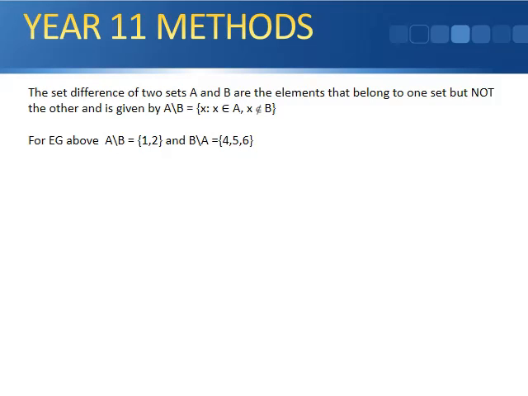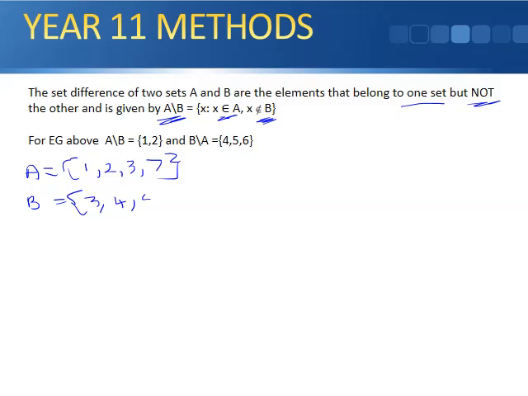The set difference of two sets A and B are the elements that belong to one set but not the other, and is given by A/B, which means it belongs to the set A but it doesn't belong to B. For the example above, A/B is 1, 2. I'll do this with you. So if we've got, and I'll write the set A again, set A was 1, 2, 3, and 7, and set B was 3, 4, 5, 6, and 7.